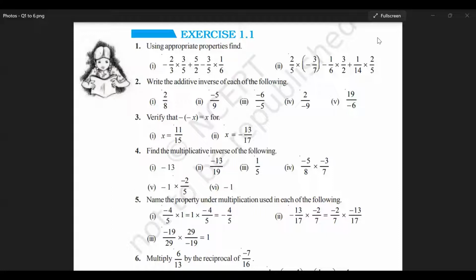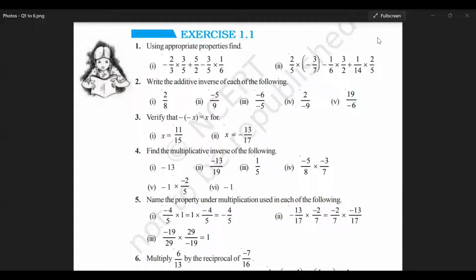Find. The first part is this. So first, you need not simplify this part without using properties. It's not like you have to solve it, otherwise you will get 0. It's written using appropriate properties. So that means you have to apply properties over here.